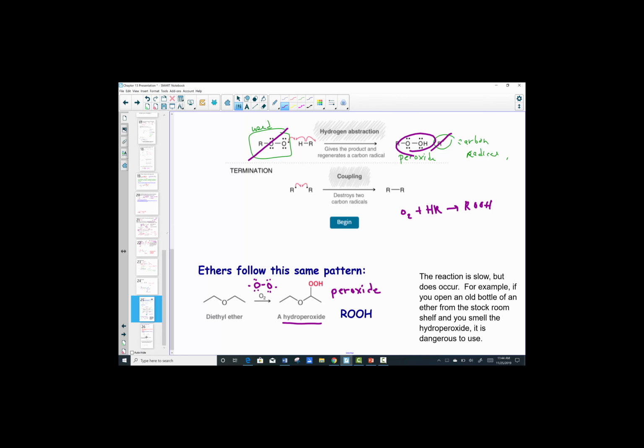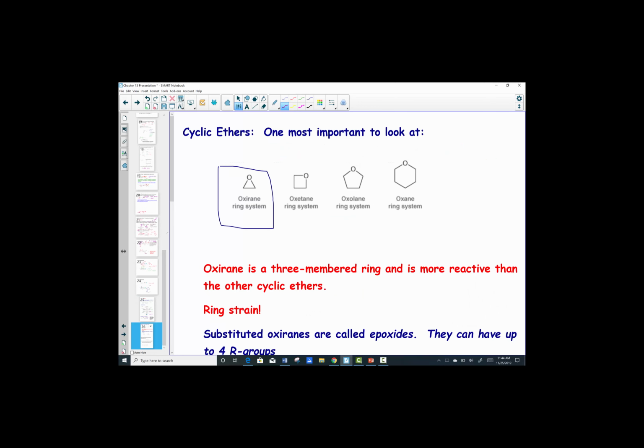And the last comment I want to make is about a cyclic ether. Cyclic ethers are ones that contain an oxygen as a member of a cyclic structure. Here I notice that an oxirane is a 3-membered ring. Whoops, I can spell. 3 members. 2 of those members are carbons, and the third is the oxygen, or a 3-membered ring.